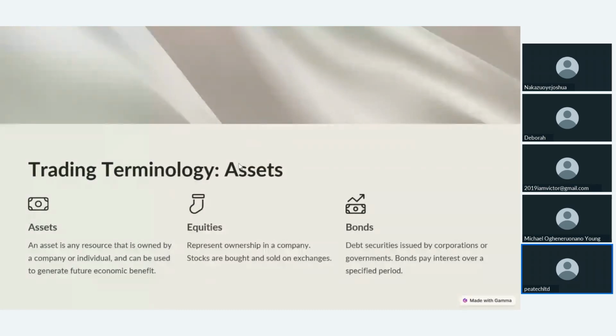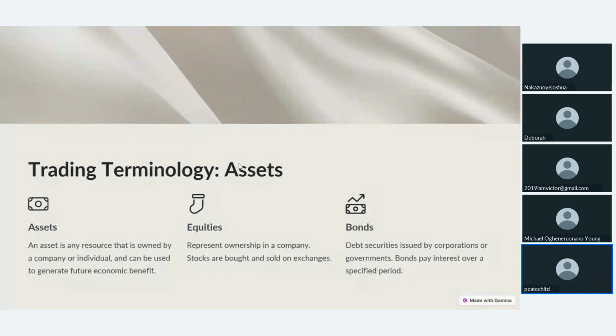So in your crypto trading, you will see assets. The asset will not tell you the overall money you have in all your different wallets inside that crypto space, right? Anything you own that can be used to generate future profit is referred to as assets, right?